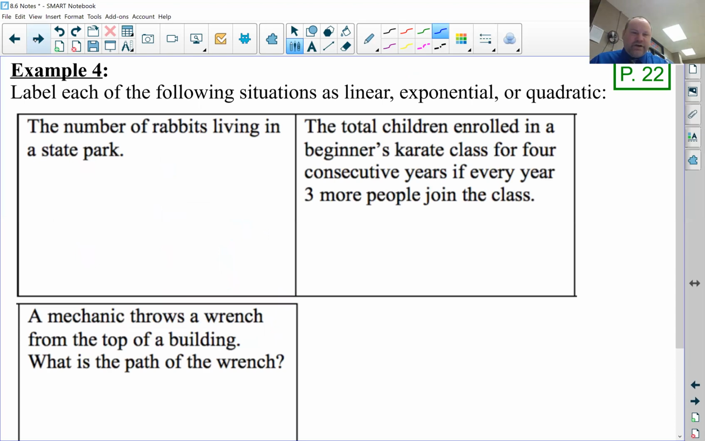All right, so here are 3 different situations. The number of rabbits living in a state park, the total children enrolled in a beginner's karate class for 4 consecutive years, if every year 3 more people join the class. And finally, a mechanic throws a wrench from the top of the building. What is the path, or how would you find the height of the wrench? So go ahead and give me all 3 of them.